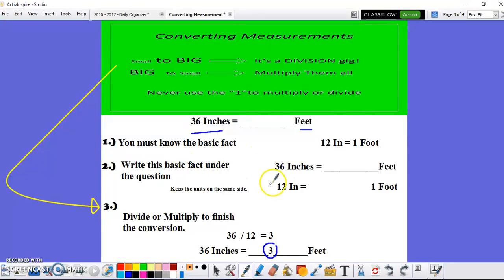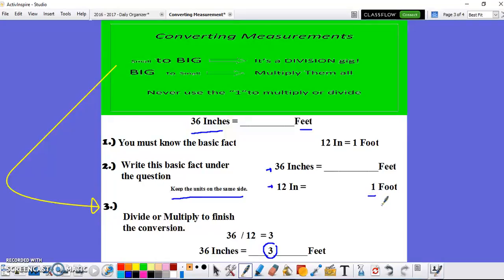So step 2 takes your information about the basic fact and your information about the question and lines them up. Inches to inches, feet to feet. That's what this little piece of information is telling you. You keep the units on the same exact side. If inches is on the left, make sure your inches for the basic fact, 12, is also on the left. Because feet is on the right in this example, my 1 foot has to also be on the right.